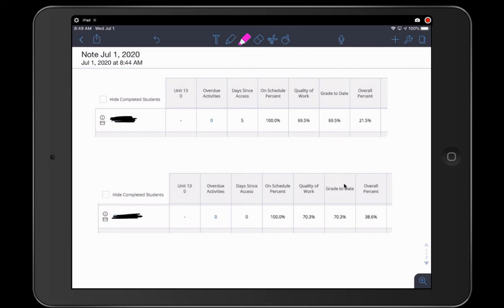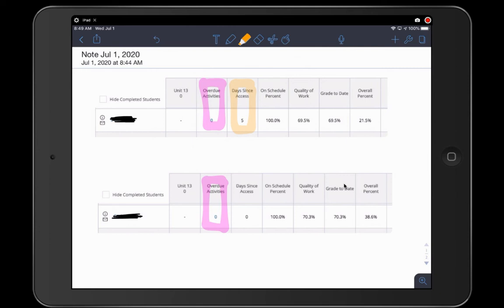So when I look at your grades on my end, what I see is there's overdue activities. Well, there's not really any due dates on any activities because we want you to be able to work at your own pace. So nothing's overdue because there's no due dates. All right, and then days since access. So this person has not gone in and done any work for 5 days.